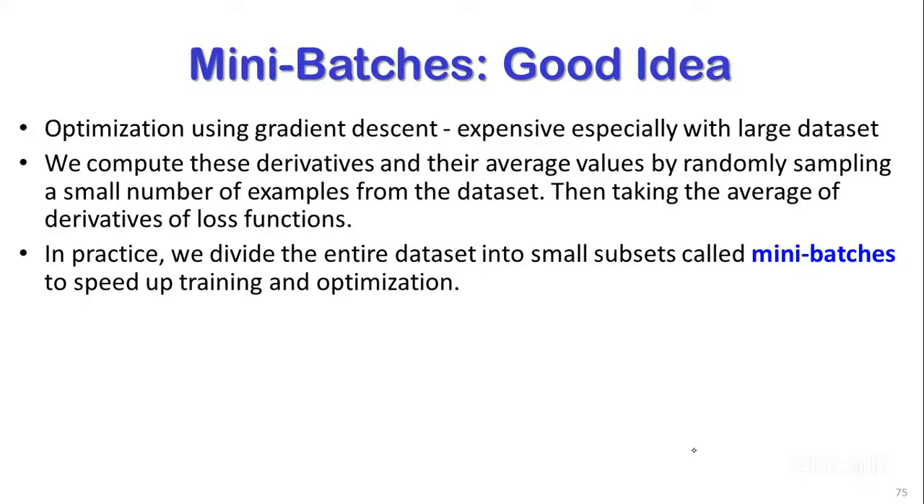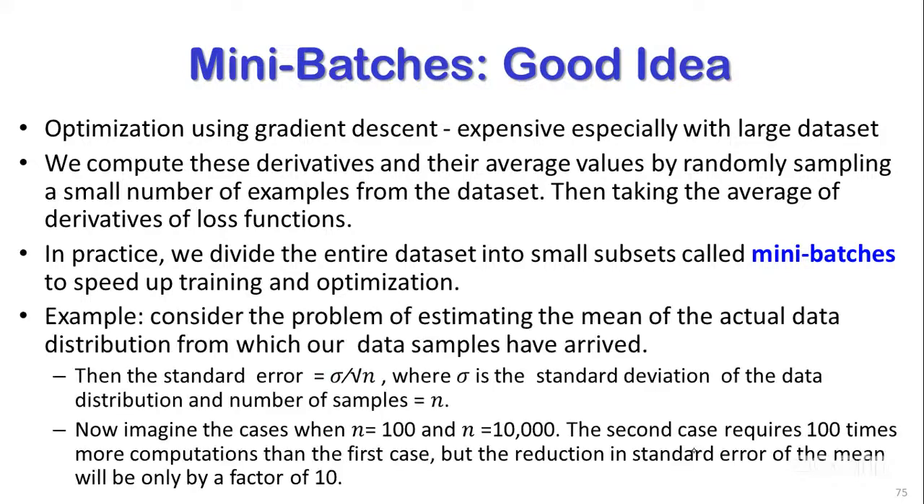So what we do in reality, we divide the entire data set into small subsets, which we call mini batches, right? So that our training and optimization process may speed up, right? You can consider this example, and this example will tell you how mini batches will work well, right? Because don't believe unless you have some information about it. Ultimately we need to take the mean of whatever values we are getting.